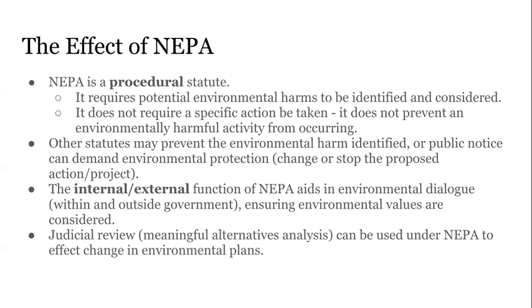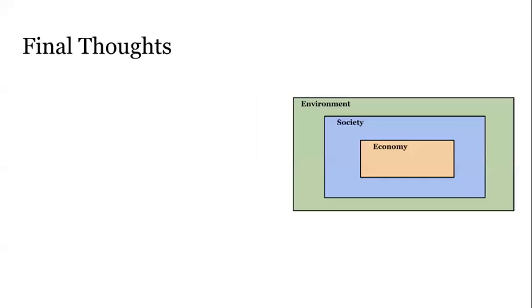In that process of enforcing the procedural requirements of NEPA, that judicial review process, that meaningful alternatives analysis can sometimes be used to affect change in environmental plans. It's sort of like using the judicial process as a means of the public showing that they're not agreeable to this project moving forward because of these environmental consequences. And that can be a strong signal to whether or not that project moves forward.